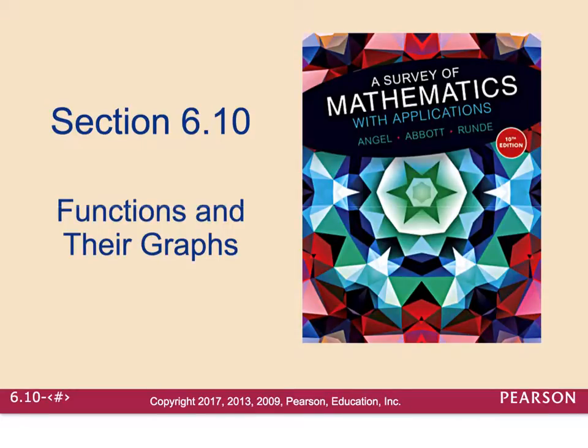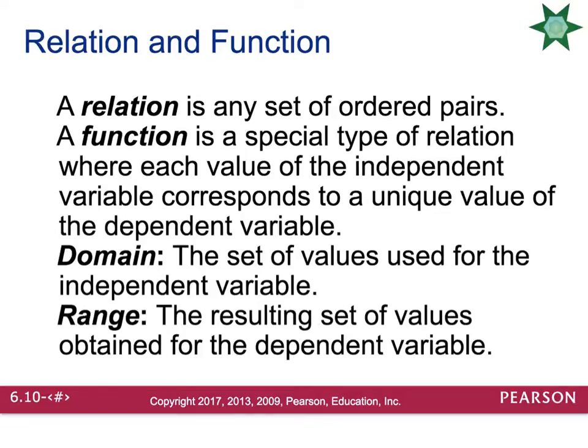Chapter 6, Section 10 is going to cover the topics of functions and their graphs. So there's a couple words you need to know here. First is a relation. A relation is a set of any ordered pairs. It's any way that you want to group items. You can group it as an ordered pair, you can group it on a graph, you can group it on a table. Anything that's grouped is a relation.